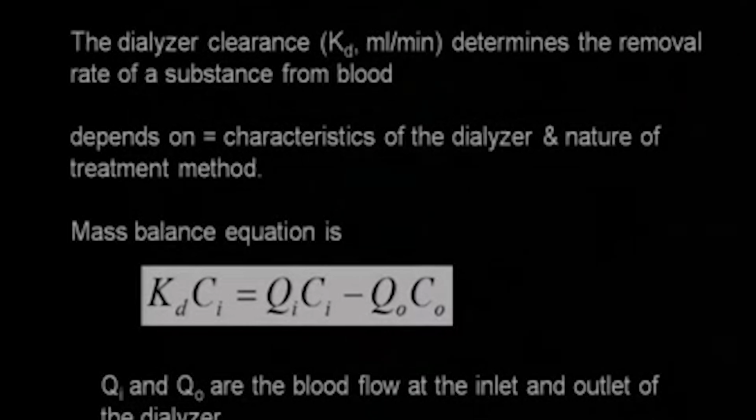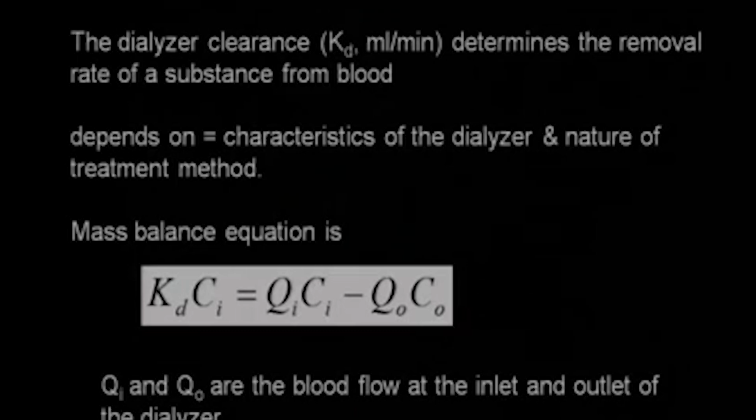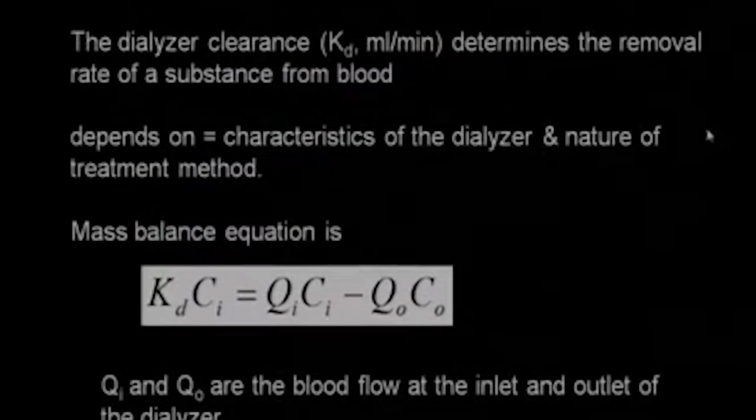Now there is something called dialyser clearance. That tells you the rate of removal of a substance from the blood. When you say rate of removal, there is always a time basis, per minute, per second or per hour. So it depends on many factors, characteristics of the dialyser, nature of the treatment and so on.